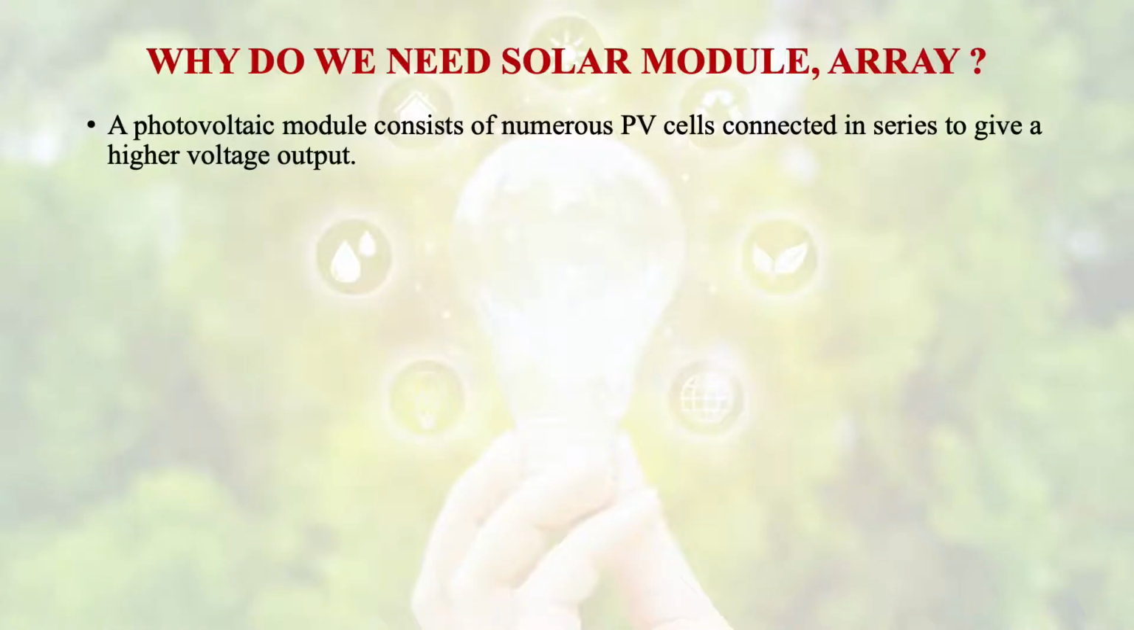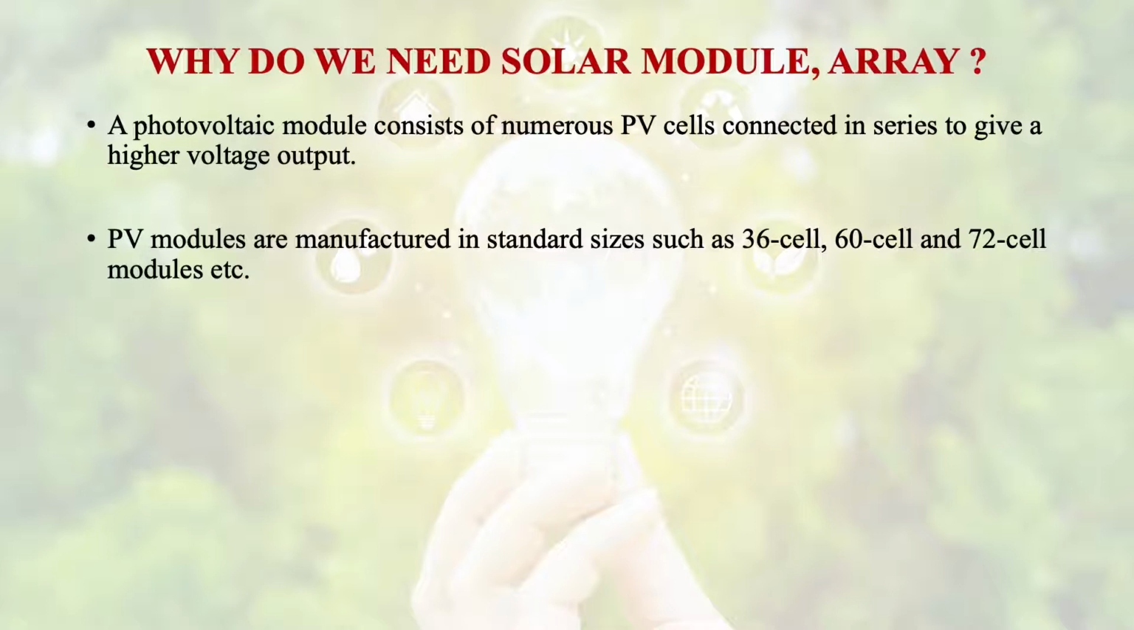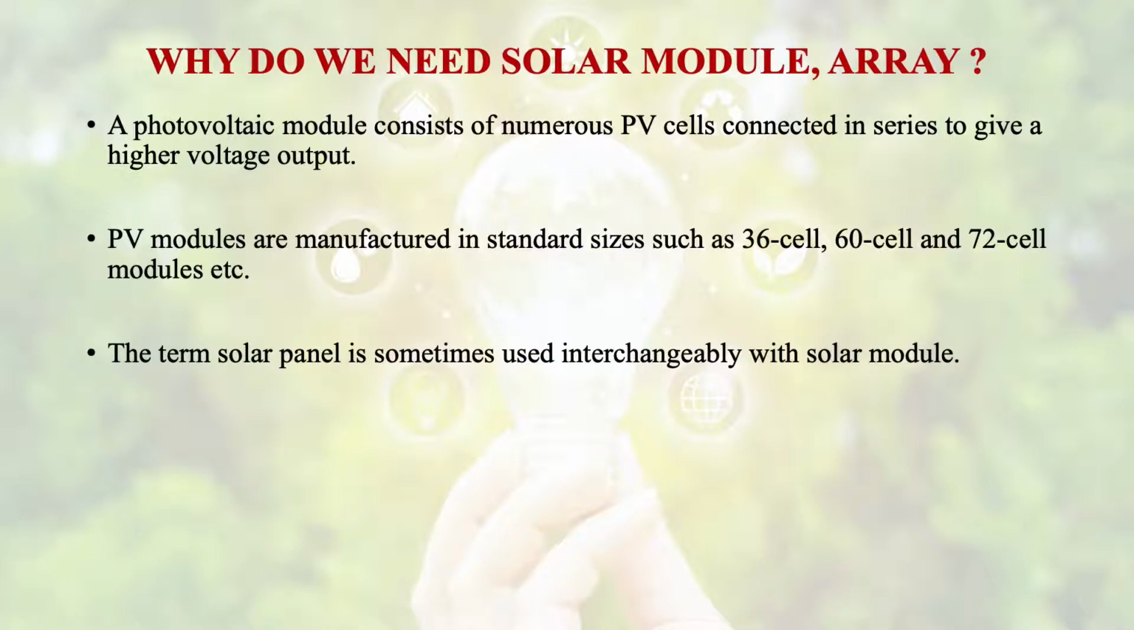So a photovoltaic module consists of numerous PV cells connected in series to give a higher voltage output. As I mentioned, modules are manufactured in standard sizes such as 36 cell solar module, 60 cell solar module, 72 cell solar modules, etc. The term solar panel is sometimes used interchangeably with solar module.